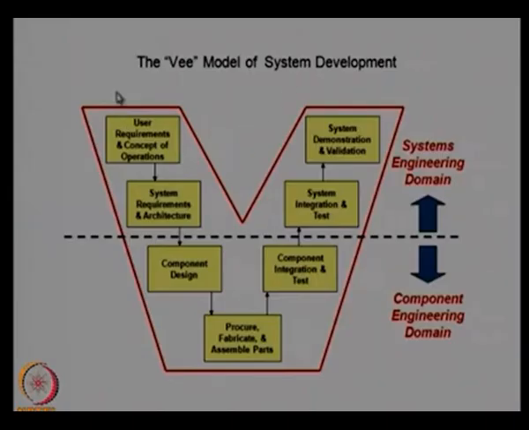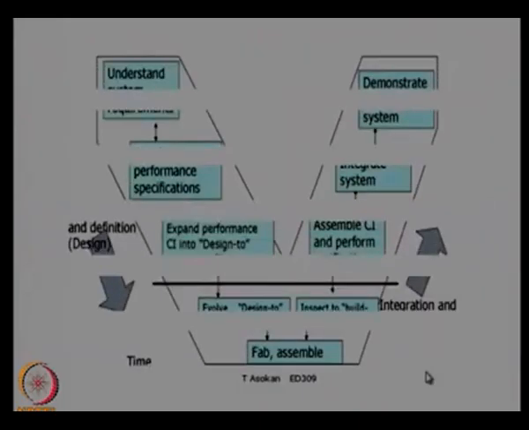This actually starts with the system user requirements and concepts of operation, then system requirements and architecture, component design, then fabrication, assembly, integration and test, and system demonstration and validation. So the horizontal line here actually shows the difference between the domains of system engineers and the component engineering domain. I will go a little bit more into this process by taking another case.